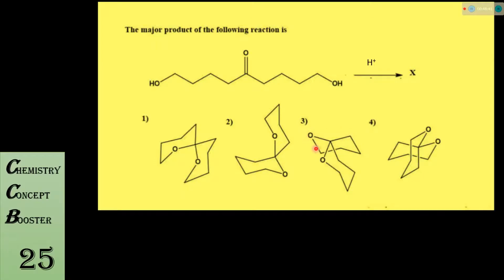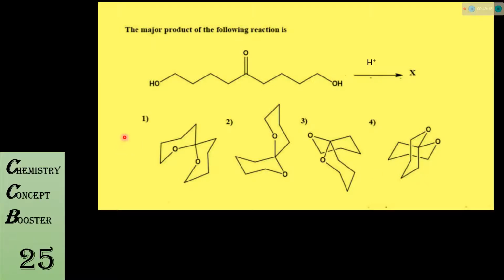Just for this cyclohexane, see, this is equatorial, this is axial. For this cyclohexane, this is axial, this is equatorial. This is axial, this is equatorial. So this is an equatorial kind of structure. For this cyclohexane, this is equatorial. This CO bond is equatorial for this cyclohexane, and for this cyclohexane, this CO bond is also equatorial. So this is also a kind of equatorial attachment.